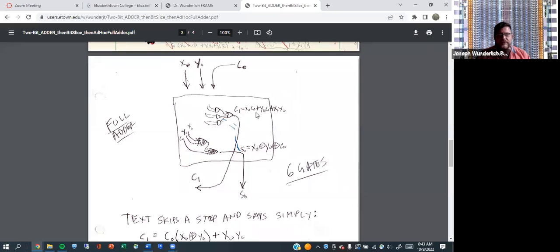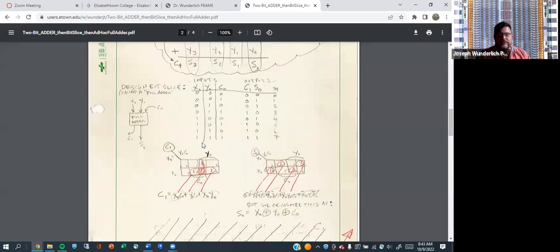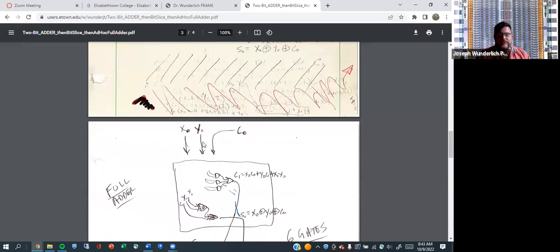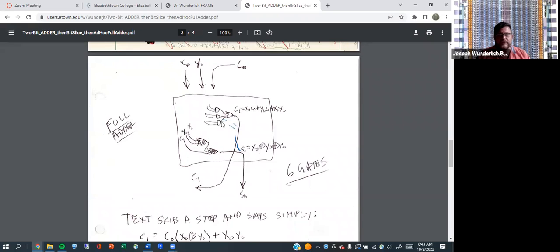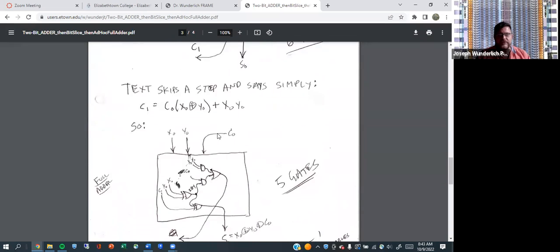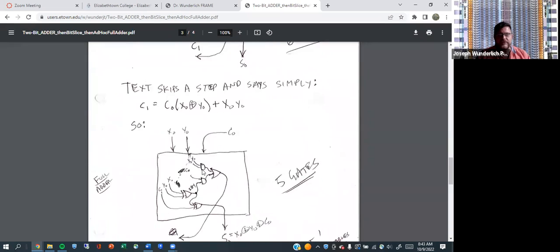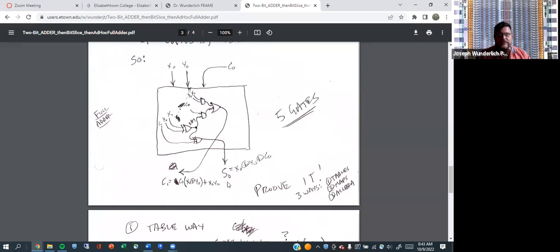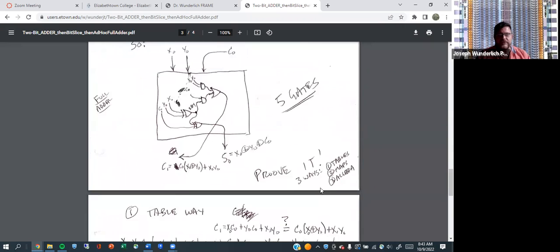And then we looked at this here, which is what you would get by designing the bit slice for a full adder without further simplification. And then the textbook says that's the equivalent of this, but we want to prove that to ourselves. So we prove it in 3 ways using tables and maps and algebra.